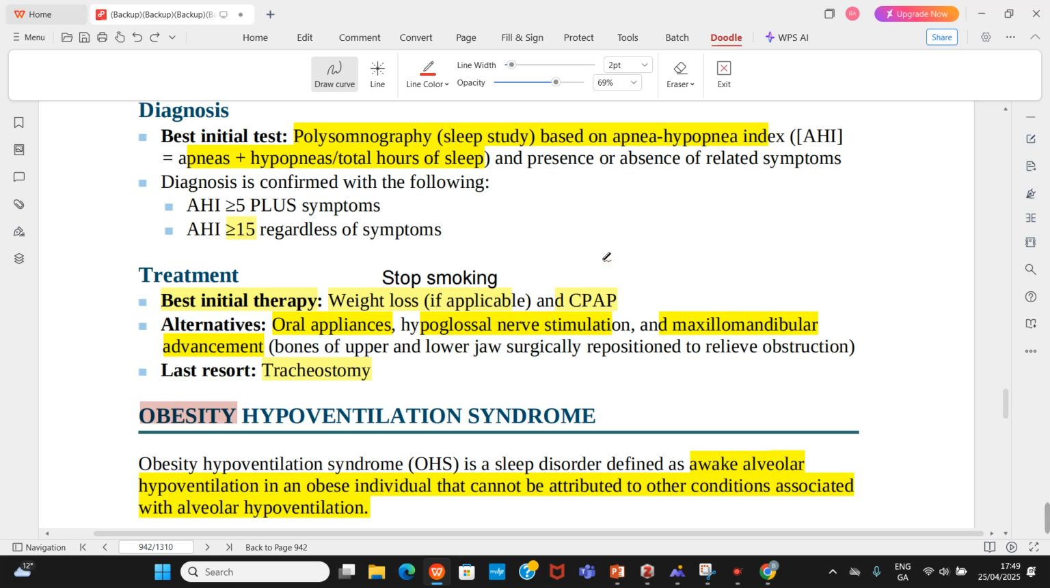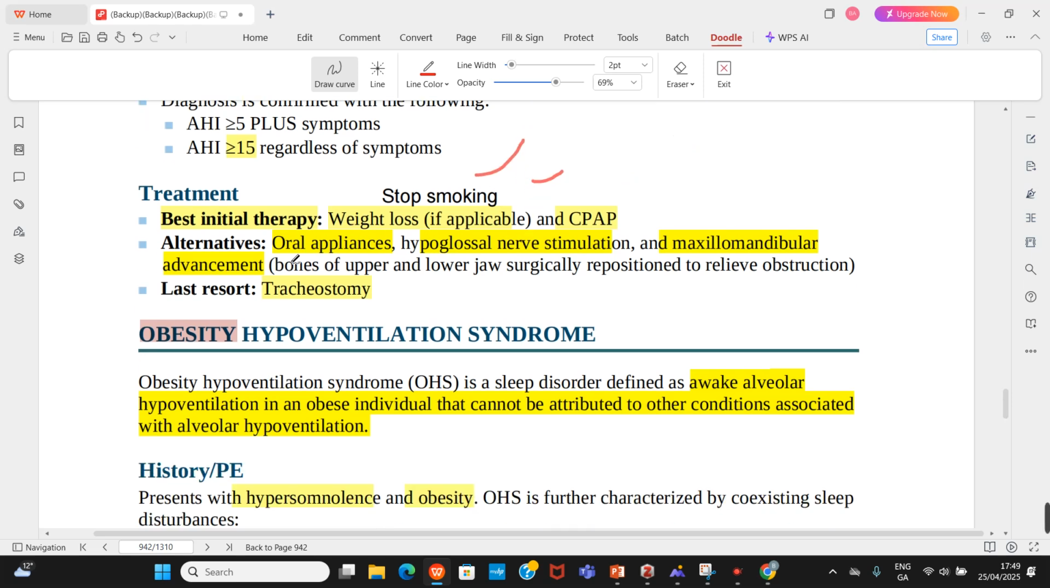So if you have done CPAP and it's not working, promoting weight loss is not working, telling them to stop smoking is not working, you can now use other appliances. They fit those appliances in the mouth to recalibrate the airway and keep it open. They're just appliances applied to the mouth to keep the airway open during sleep.